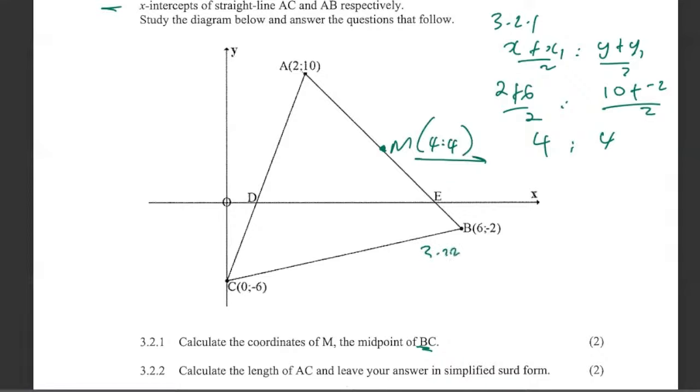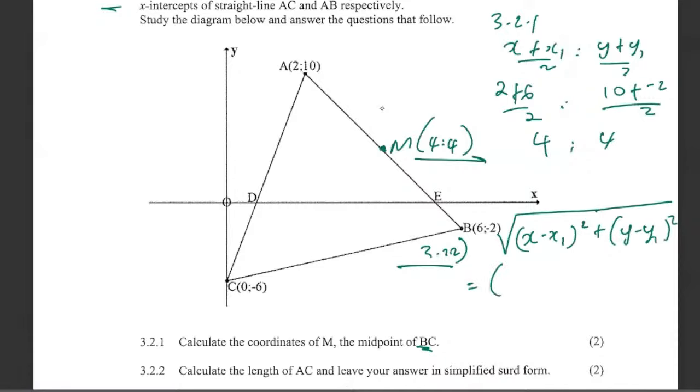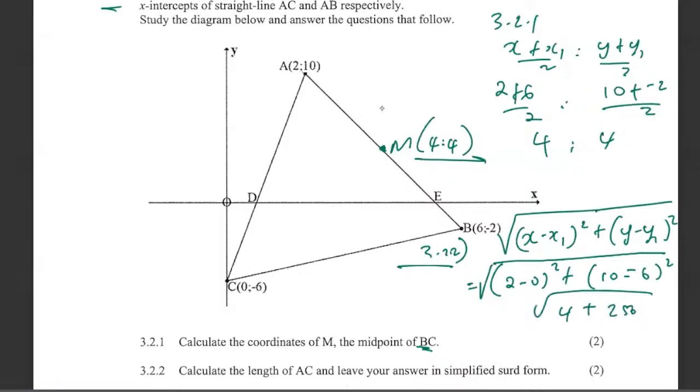All right. Then 3.2.2, they want us to get the length of AC, and we must leave our answer in surd form. So we apply the distance formula, which is X minus X1 squared, and then Y minus Y1 squared. When you do the substitution, that's going to be 2 minus 0 squared plus 10 minus minus 6 squared under the square root. So when I punch that into the calculator, that's going to be 2 squared, which is a 4, and 16 squared, which is 256, under square root, which gives us 260. 16 squared is 256, correct. So square root of 260 is giving me 2 root 65 units.